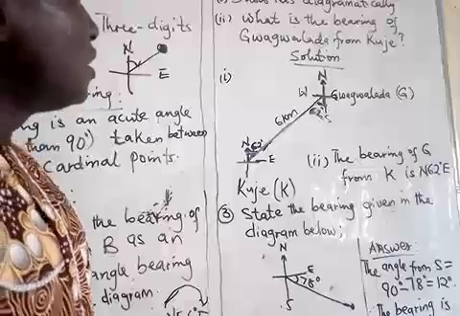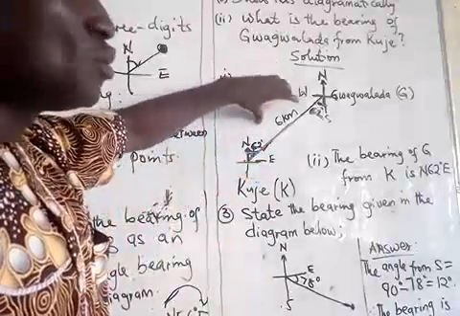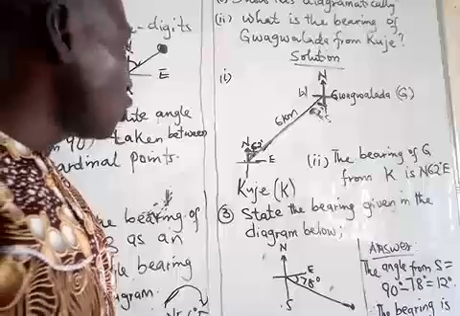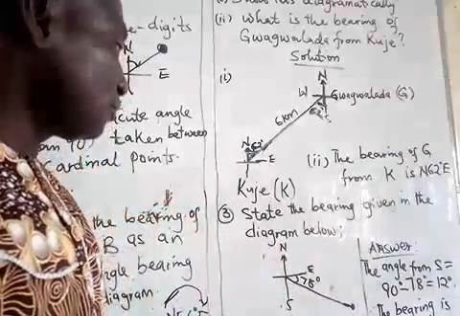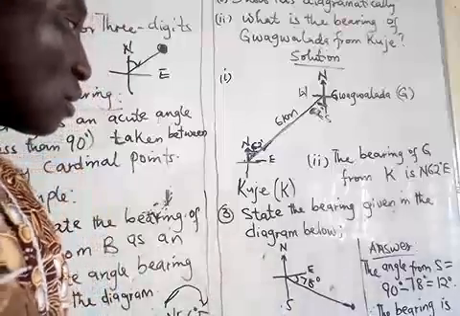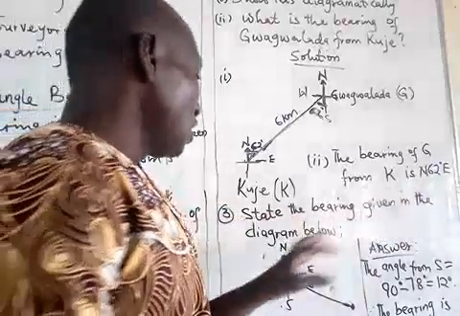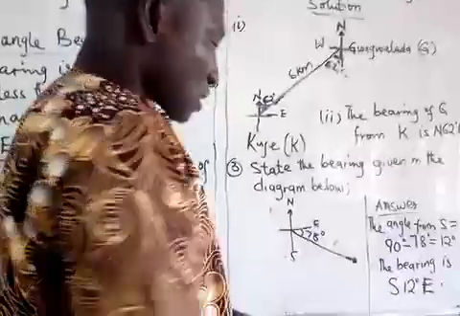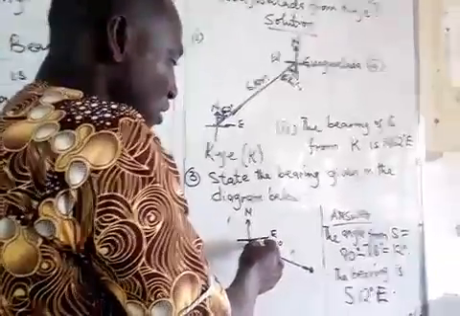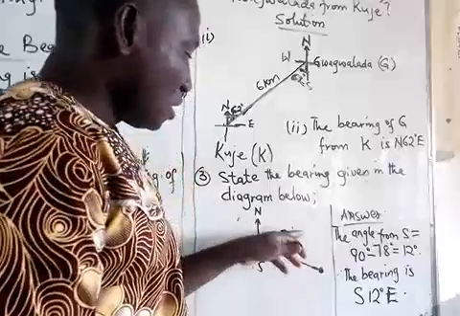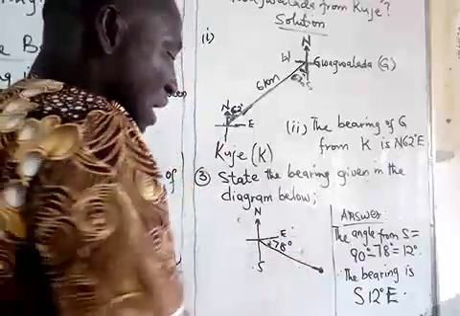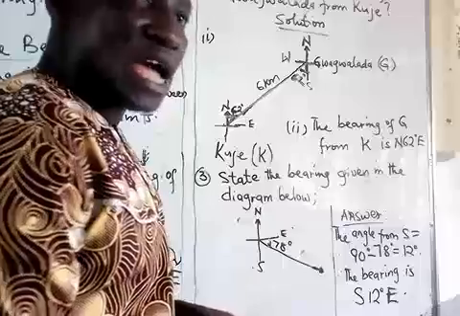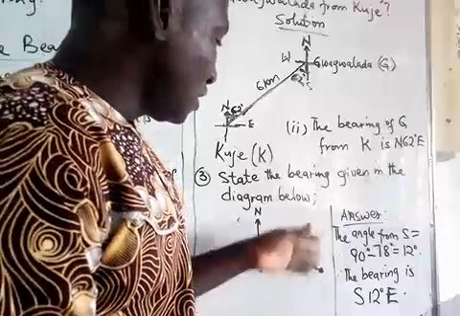So this question includes the distance between Gogolada and Kuje, and it also indicates the bearing. Now question number 3. State the bearing given in the diagram below. There is a point here. There is an angle measured from the primary cardinal point east towards the south, and this angle is 78 degrees. The question says we should state the acute angle bearing of this diagram.